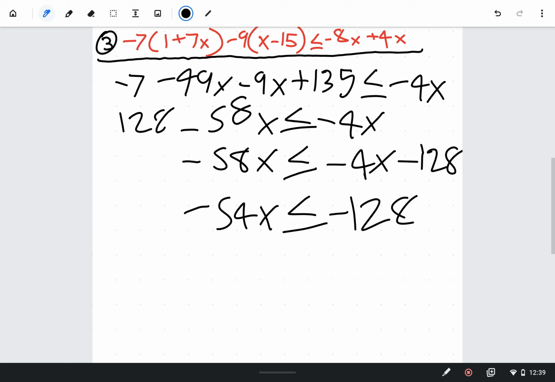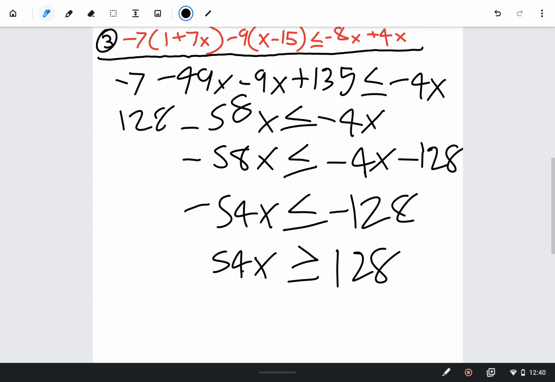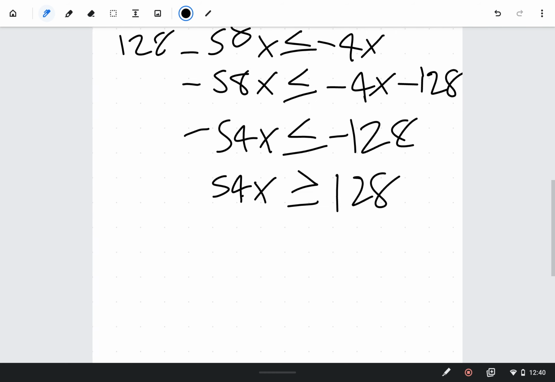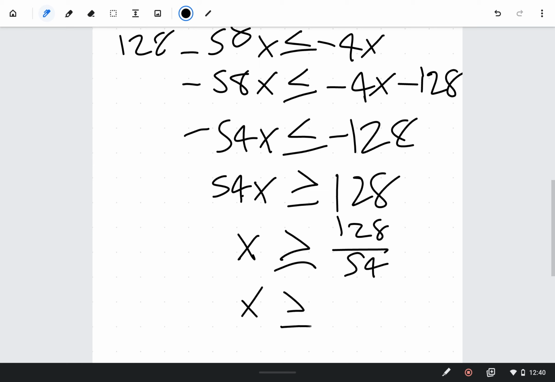We can now do the extra step again, multiplying both sides by negative 1, and flipping the less than or equal to sign. So that would give us 54x is greater than or equal to 128. And now we can divide both sides by 54, which will result in x is greater than or equal to 128 divided by 54. Also, we can further simplify this to x is greater than or equal to 64 divided by 27.